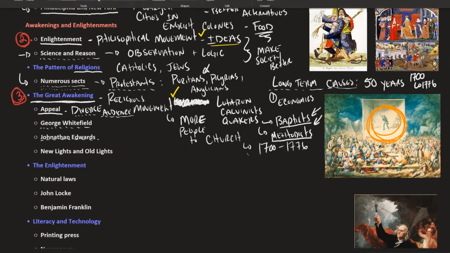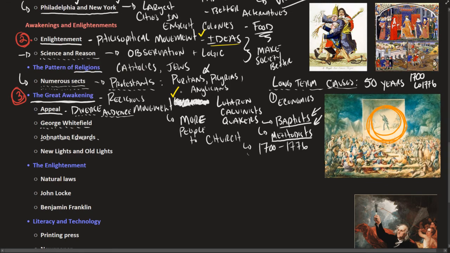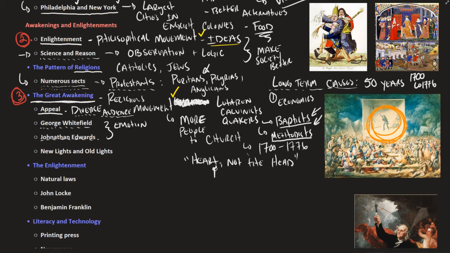A good slogan to go along with the Great Awakening is that religion is a matter of the heart, not the head. So it was much more based off of emotion, right? Religion is something you feel, not something you think about. And that was a break, right? Whereas before, really authority was only given to those people who were well learned with the Bible, who had studied it, who had gone to college.